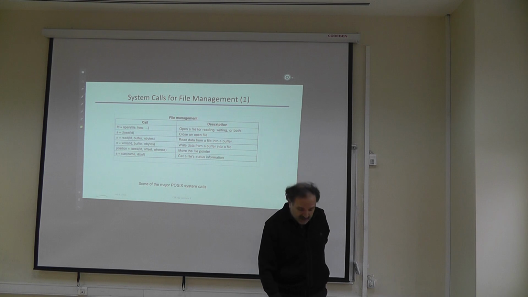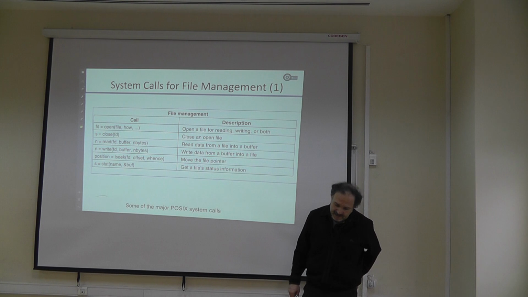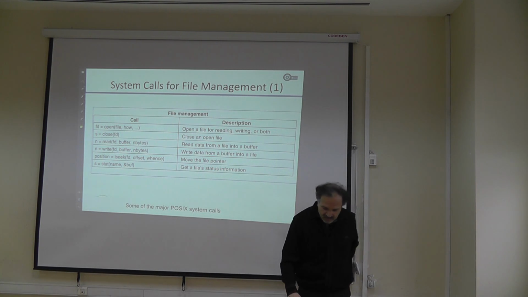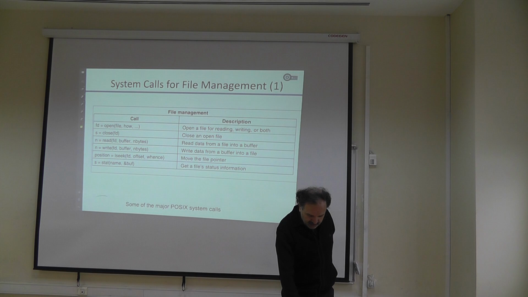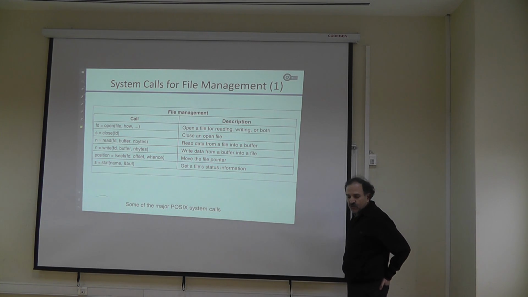Okay, if there are no questions, let's move on. Let's look at these file management system calls. We all know this, right? Open, close, read, write, lseek, and the status. These are all C functions, not due to coincidence. These are all C functions because C functions in turn call the POSIX system routines. So they are library routines again.